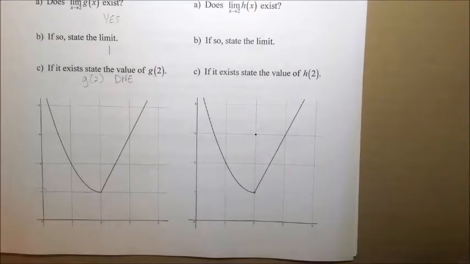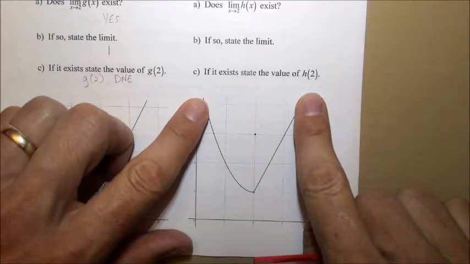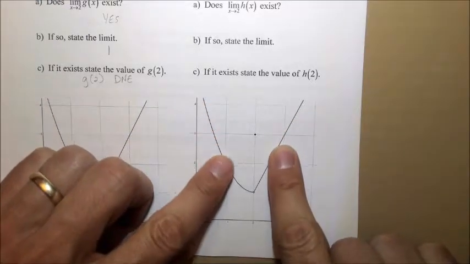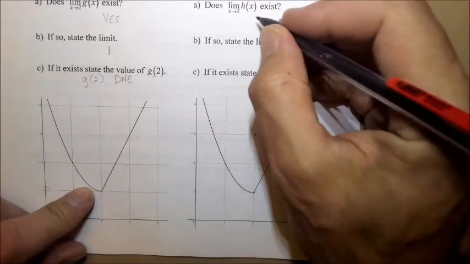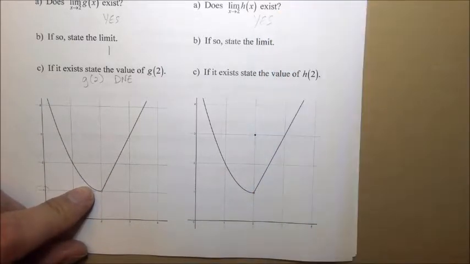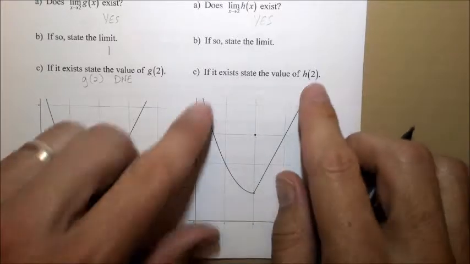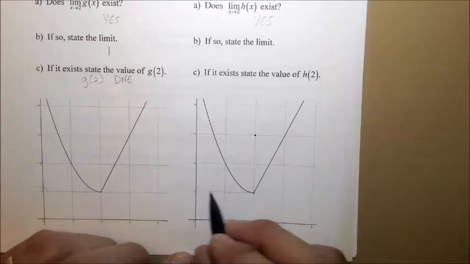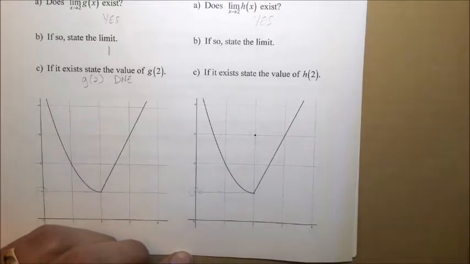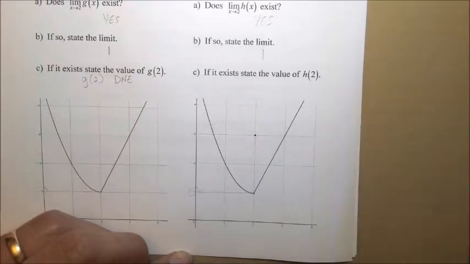Let's see how you did. Does the limit exist? Well, are the fingers going to touch as x approaches 2? Yes, just like they did over here. So yes, the limit does exist. What is the limit? Well, once again, where vertically are my fingers touching? Over at y equals 1. So once again, the limit is equal to 1.